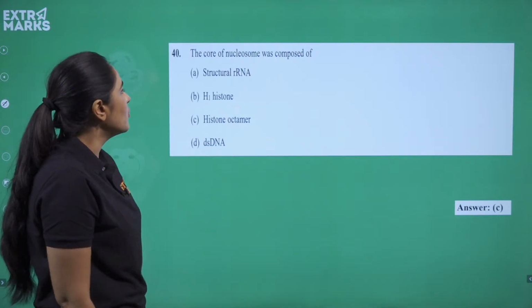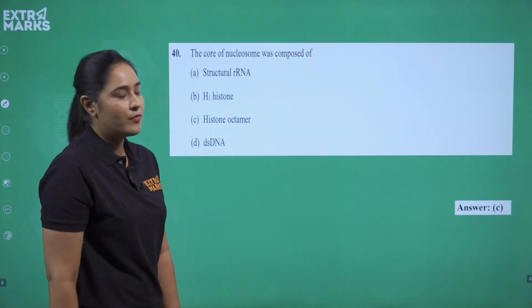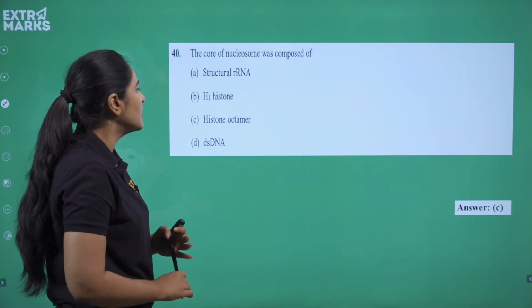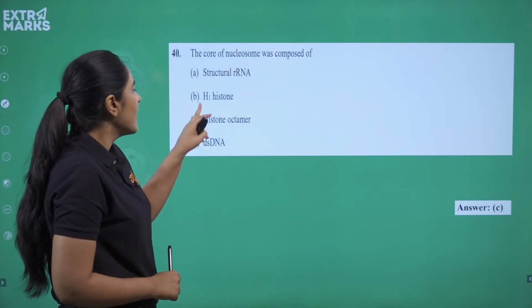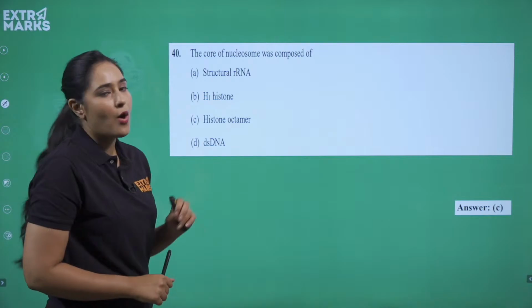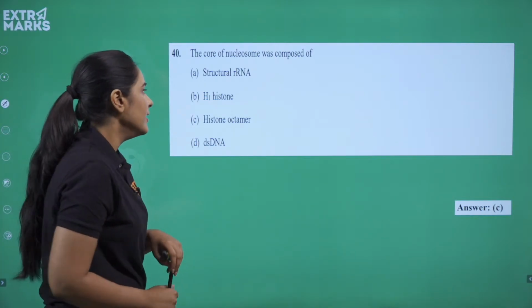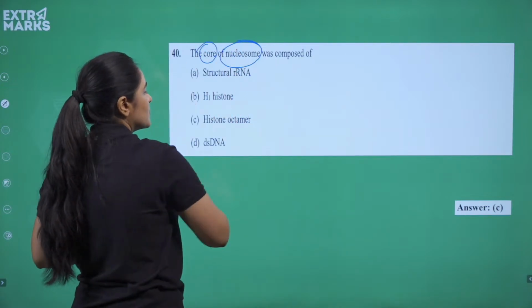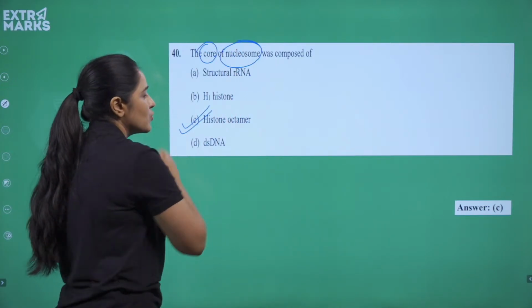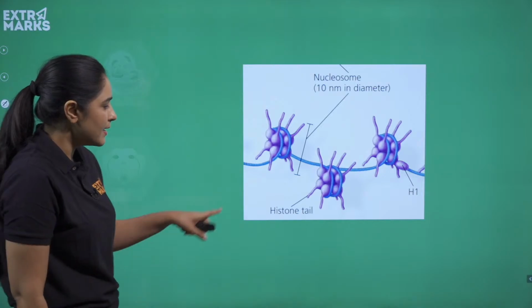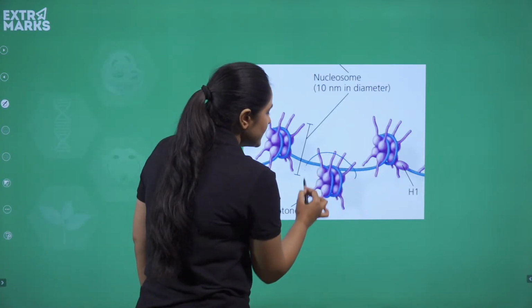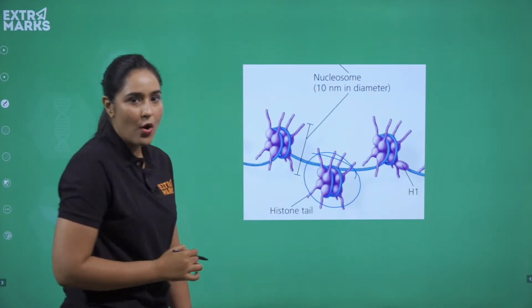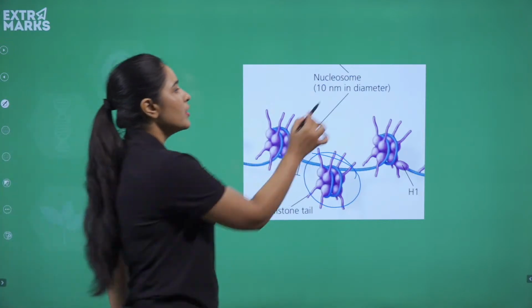Another question, the core of nucleosome is composed of, we are having the options structural ribosomal RNA, H1 histone, histone octamer, and double-stranded DNA. Here we are talking about the nucleosome and its core. So obviously it is having the histone octamer. As you can see in the image, we are having this histone octamer, which is forming the nucleosome.